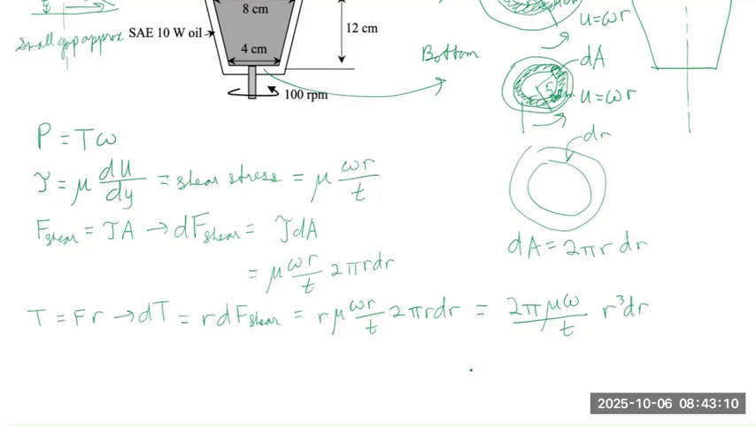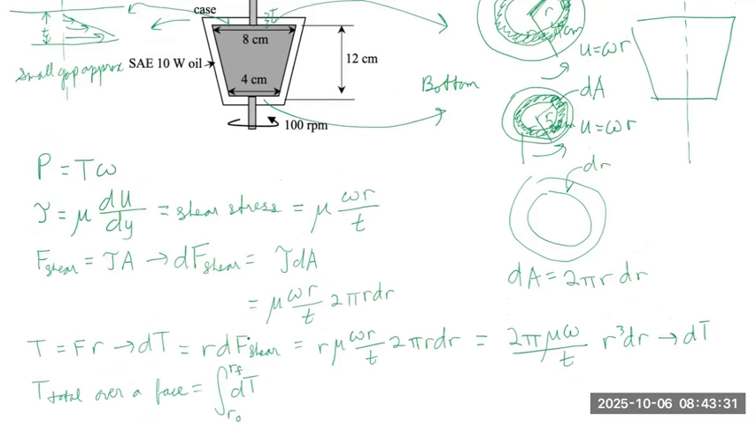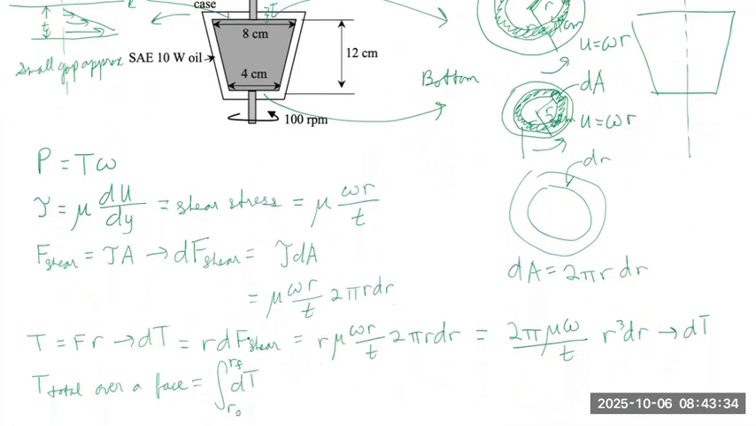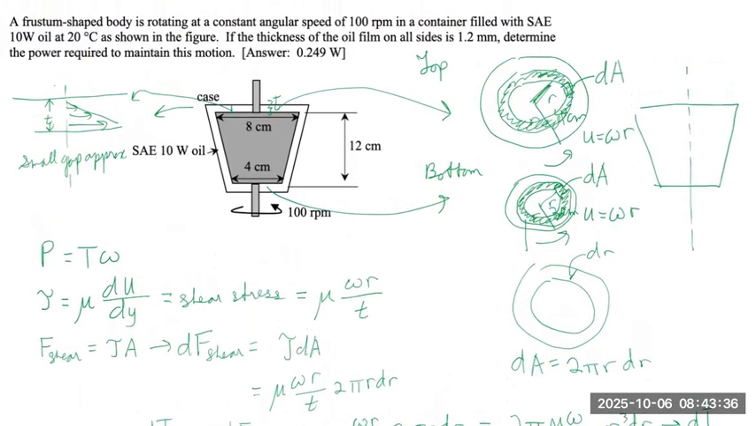So now we can integrate since we note that this is a differential torque. Thus the total torque, T total, over a face is going to be the integral of dT from some initial value of r to r final. Because we're integrating from basically an initial value of r, which is about 0, to a final value of r. And we're going to do that for both the top and bottom faces.